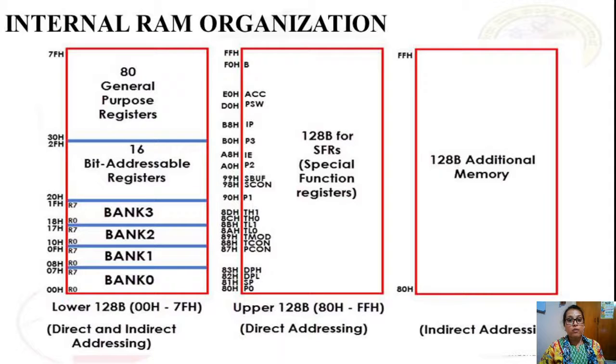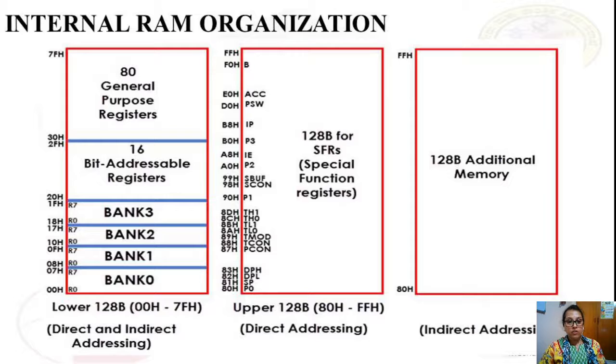What is PSW? PSW is a special function register, the program status word. See here, you can see PSW, program status word. These are all special function registers. So in order to address the register by name, first the corresponding bank must be selected. To select the bank, we have to use PSW. In a PSW, there are 2 bits, RS0 and RS1.